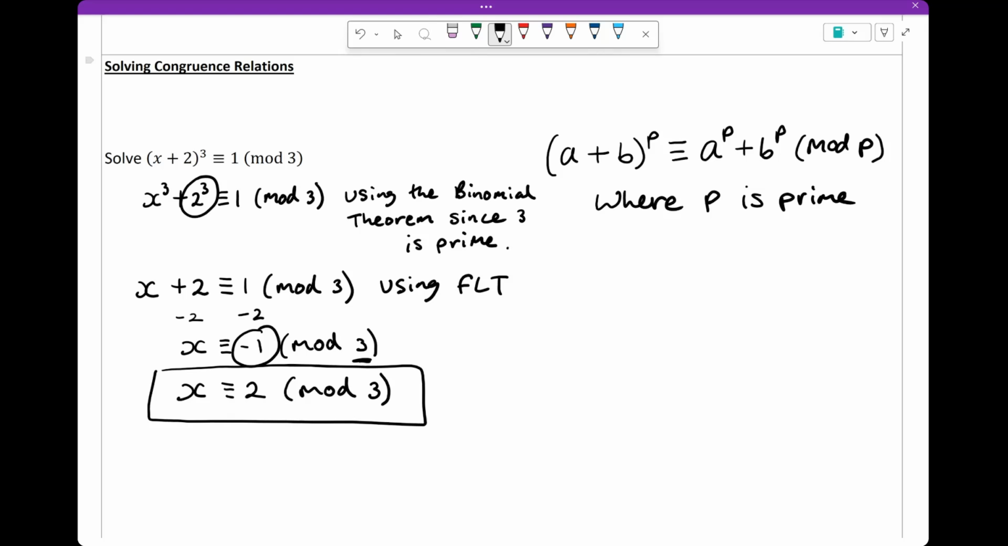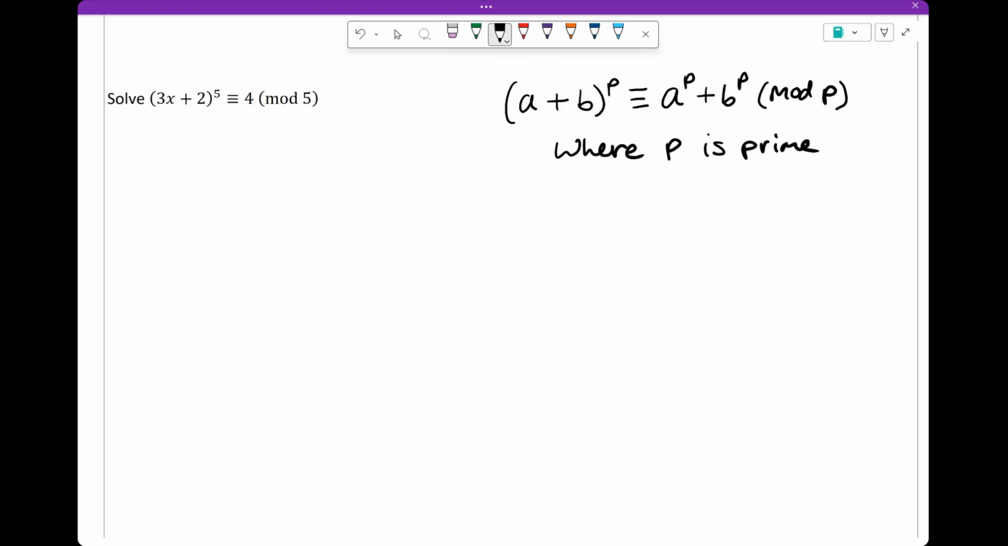Let's have a look at another question. So here's our next congruence relation, and once again I have a binomial, 3x plus 2, raised to a power which is 5, and it's congruent to 4 mod 5. So the power of our bracket is once again a prime number and it matches our mod. Therefore we can make use of the result on the right here, which links to the binomial theorem.